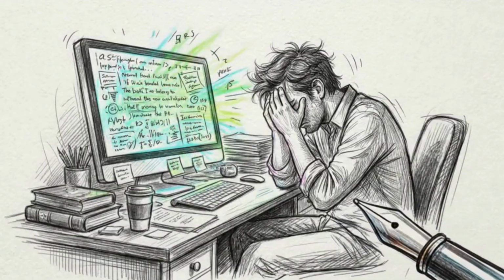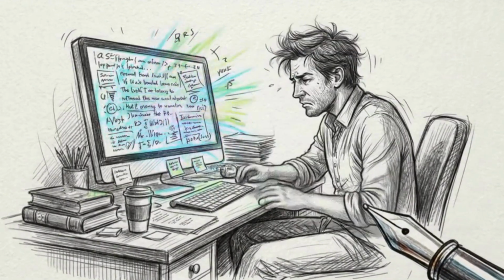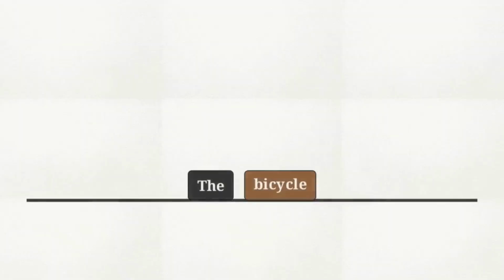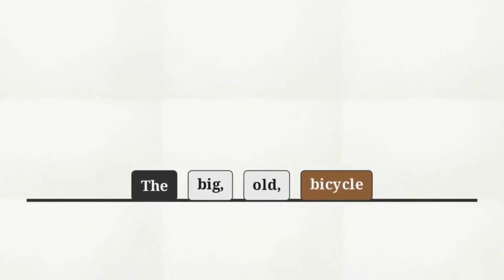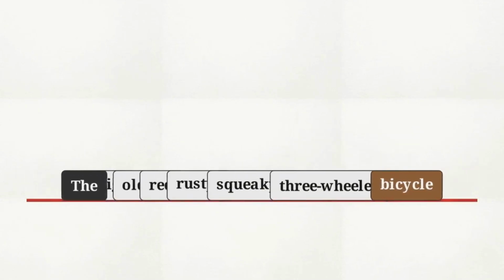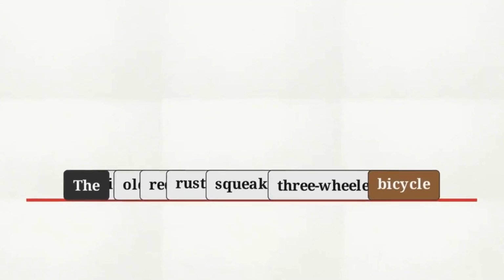Now that we know how to expand a phrase, we have to look at the main way this goes wrong, adding too much. Look at this diagram. The big, old, red, rusty, squeaky, three-wheeled bicycle. It is technically correct, but it is exhausting to read. Stack too many descriptors together, and the sentence collapses under its own weight.